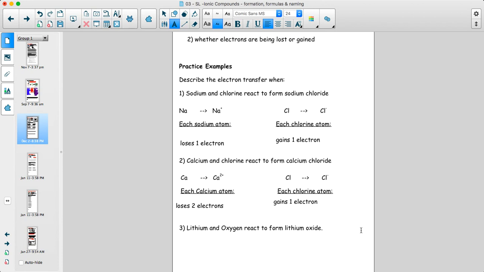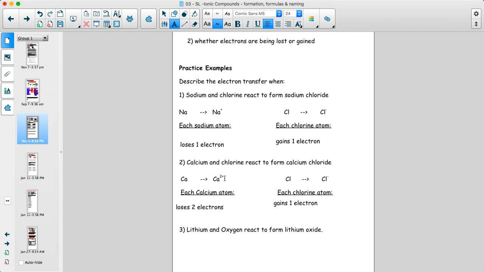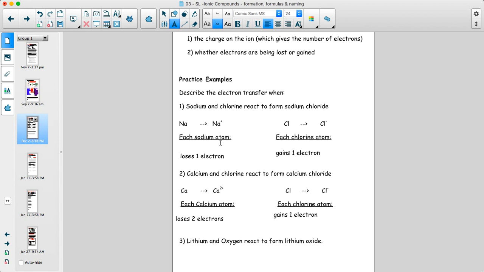Now, you could probably see that that's not exactly balanced, and as we'll see in the next topic, when we're figuring out the formulas of these ionic compounds, we're going to have to balance the number of each ion so that the electrons are balanced and that the overall charges are balanced. But in terms of describing electron transfer, you always describe it in terms of what's happening for one atom of the metal and one atom of the nonmetal, and the metal is the one always losing the electrons, the nonmetal always gains, and then the charge tells you how many electrons are being lost or gained.